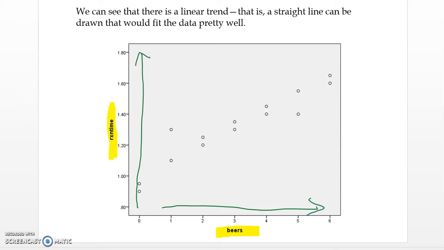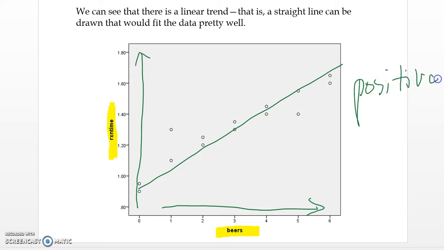In general, you see these scatter dots, which are based on each ordered pair. And we can draw a straight line to fit these dots. So in this case, we would say that one variable increases and the other one also increases. There is a positive relationship between the beers and the reaction time. In general, we're saying as the number of beers increases, the reaction time is going to increase as well.